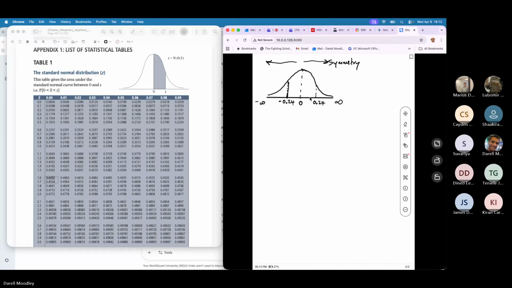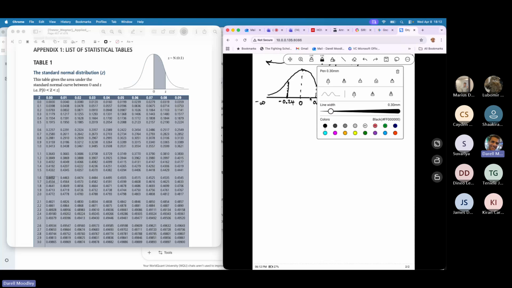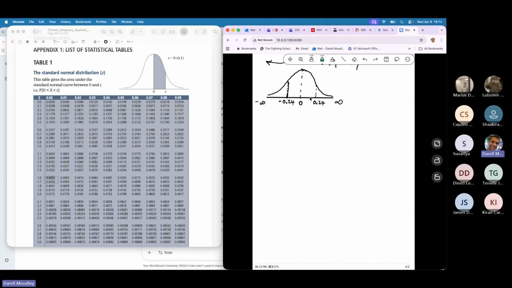Then that means that this area, which you worked out, right? You looked at your book and you pulled that area. This area here, which is shaded in green, is exactly the same as the area from negative 0.24 to 0. So its negative counterpart to 0 will have the same area as 0 to its positive counterpart. So if this green area is 0.0948, then this area will also be 0.0948. That's what symmetry is.